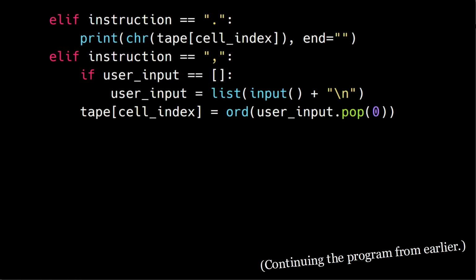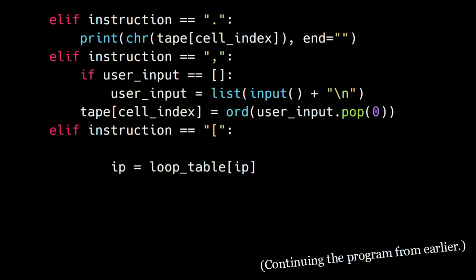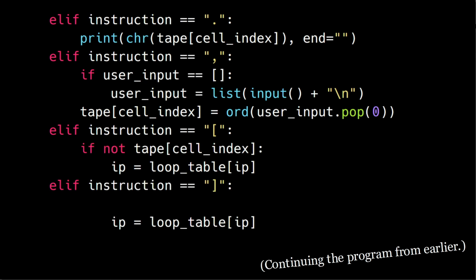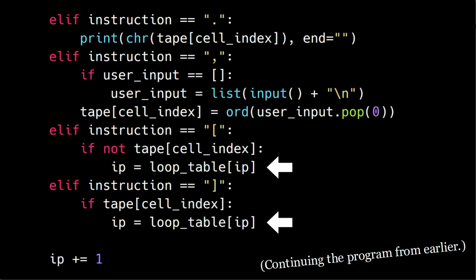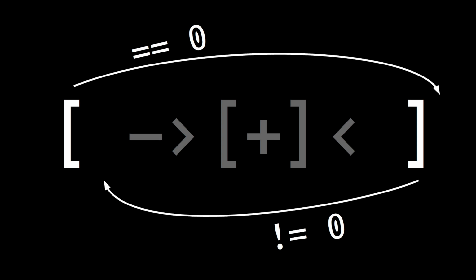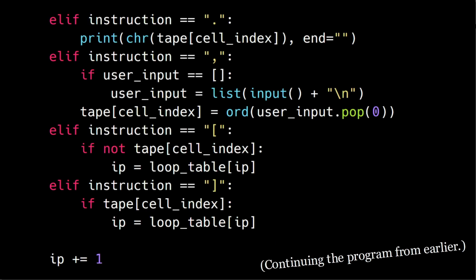Now to use this table. With the opening bracket, we'll jump to the closing one via the table if the cell is 0. And with the closing bracket, we'll jump to the opening one via the table if the cell is not 0. And now that we're done with the instructions, we can re-add the instruction pointer increment. Notice that in the implementation of both square brackets, we're jumping exactly to the corresponding one, not the instruction after, as we'd said we'd do earlier. But since afterwards we're going to the next instruction anyway, it works out.